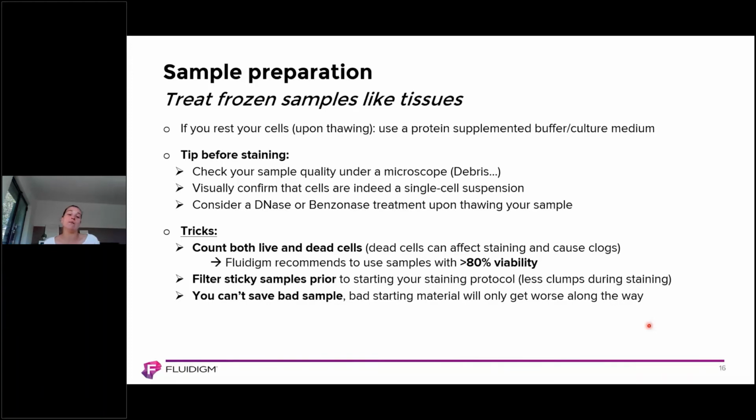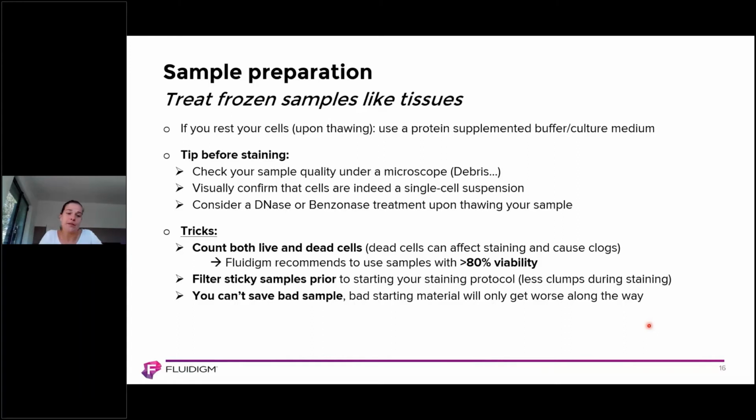So always count your live and dead cells. Always use samples with more than 80% of viability. So if you have less, it's better to avoid the staining, because you will have a lot of clumps and the staining will not be so good. So if it's a super important sample, I can understand, just check with your core facility, with Miguel and Sinan, to see if it's okay for them to do that.